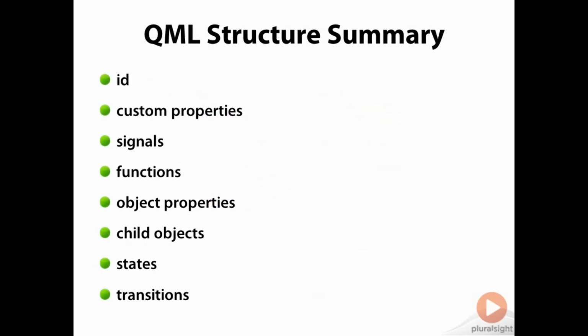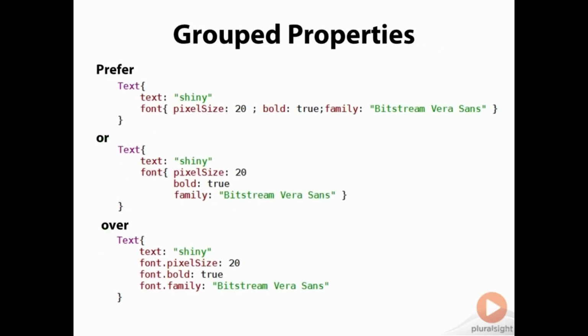So to summarize on one slide, that's ID, custom properties, signals, functions, object properties, child objects, states, and transitions. When writing group properties, prefer the grouped notation when you set multiple properties of a single group. You can use inline syntax or break them into multiple lines. Avoid specifying the group name over each time on multiple lines.